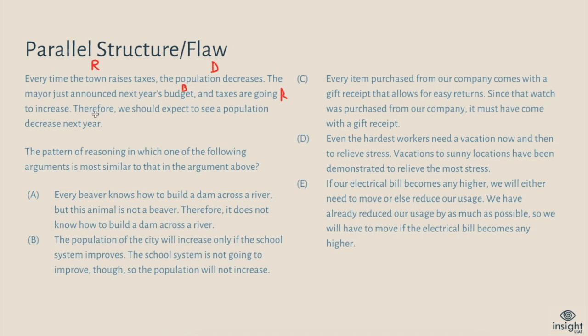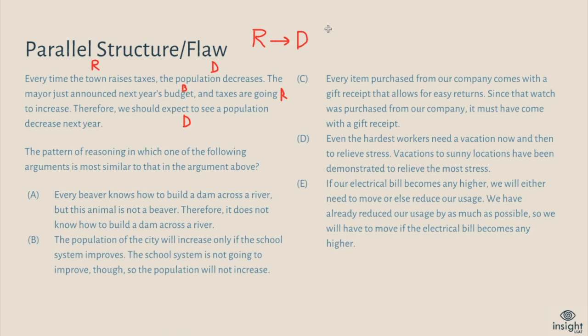Therefore, it's indicating a conclusion, we should expect to see a population decrease next year. That's the D here, population decrease, D. So the larger structure then is: every time R, D. If R, then D. B doesn't really fit in here.